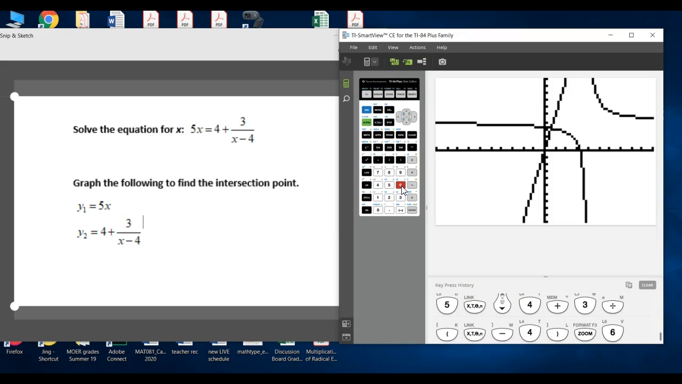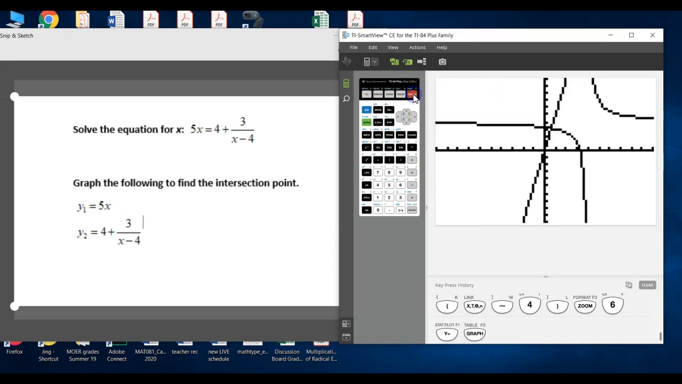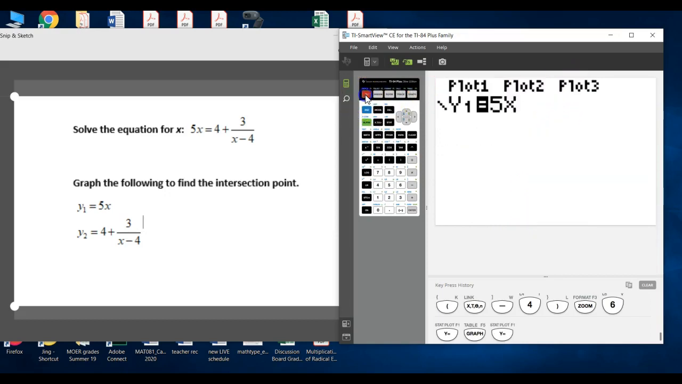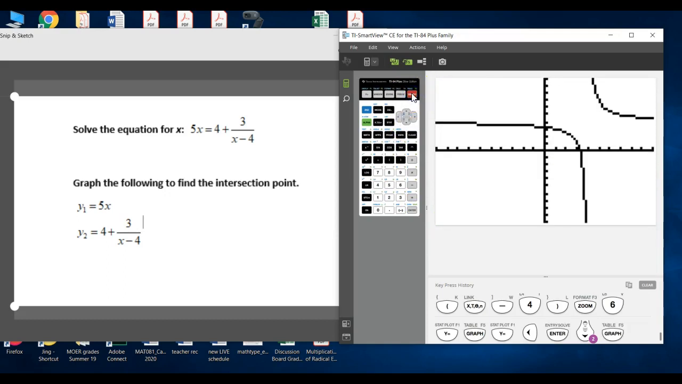Now, just a friendly reminder, you might think that it looks like there's three graphs right here. But you'll recognize that we only entered two equations. Hopefully you recognize that y1, where it says y1 equals 5x, is the linear graph. If I look at my graph, I have a straight line going through the origin with a positive slope of 5. That's the linear function. I'm actually going to deselect that one right now because I want to focus on the rational function. So when I press graph, I'm only going to see y2.